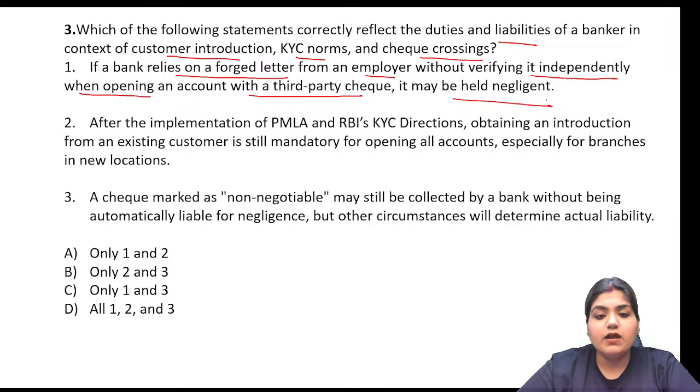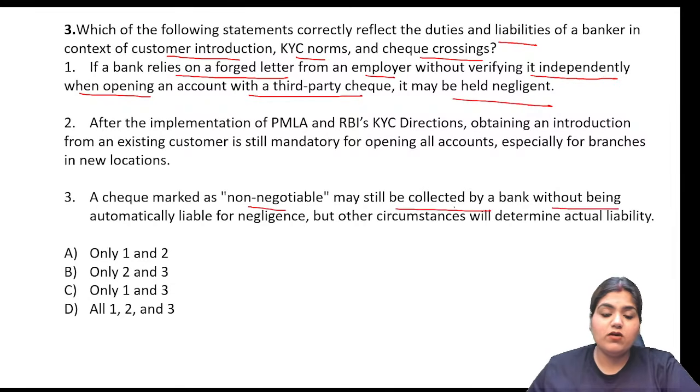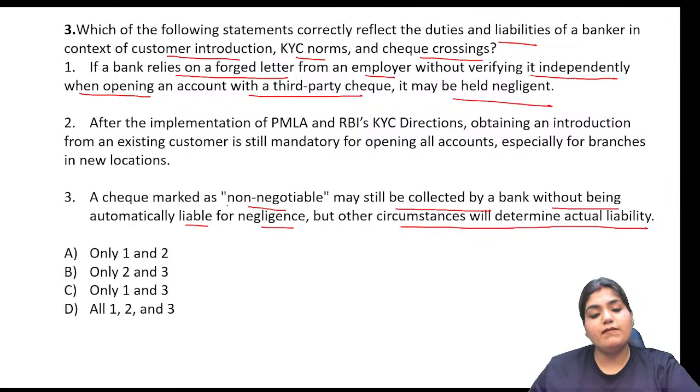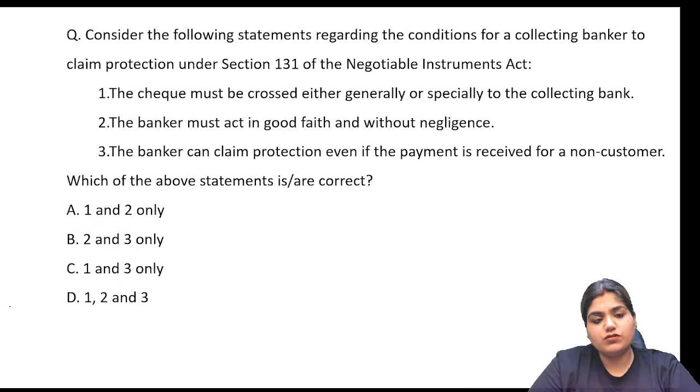Statement number 2 is incorrect. Statement number 3 is correct. A check marked as non-negotiable may still be collected by the bank without being automatically liable for negligence, but other circumstances will determine actual liability. Yes, it will. 1 and 3 are correct. C is the correct answer. Very good, Sushil ji. C is the correct answer. This is the explanation for the same. Next question. The next question is on the screen.